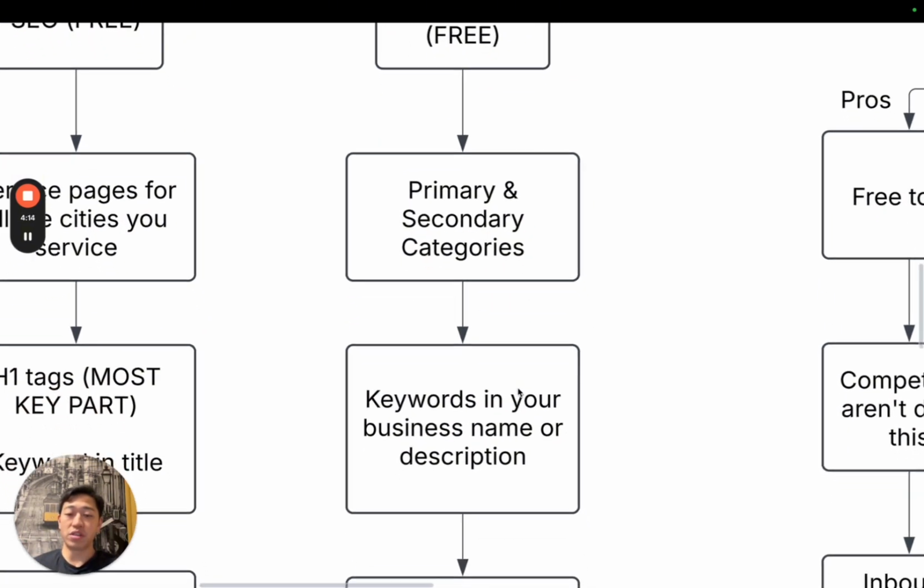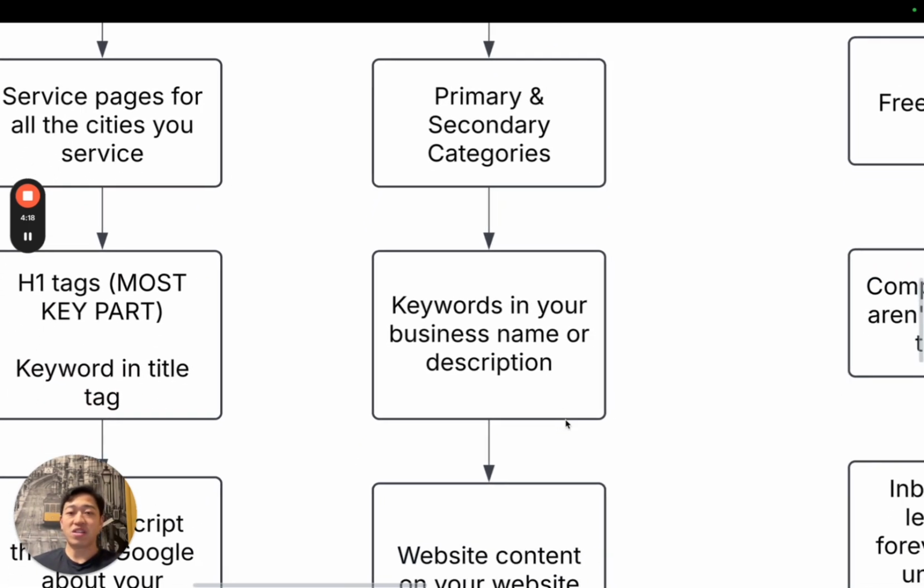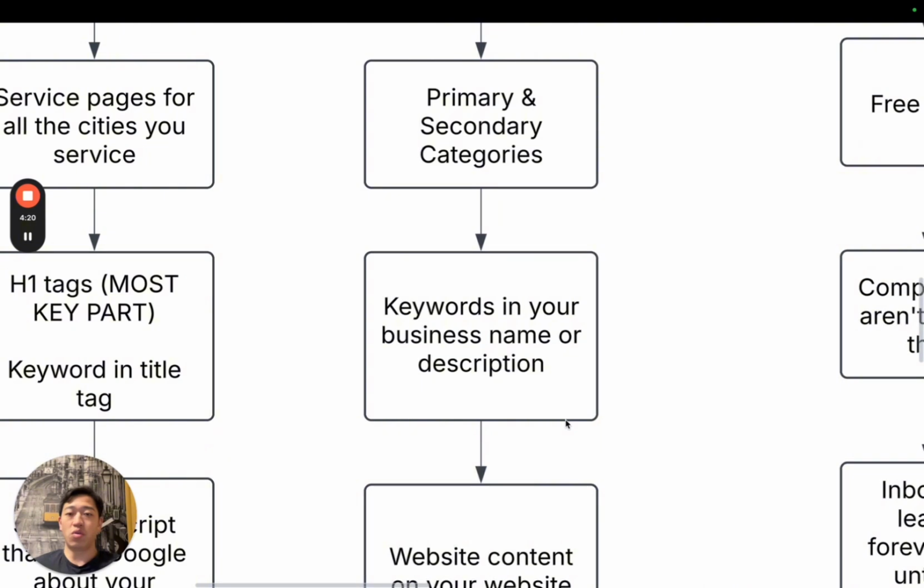Number two is the keywords in your business name or description. Here is where it gets a little bit tricky. If your LLC or your S Corp, your corporation, doesn't have that keyword in your name, you can't really put it in your Google My Business name, but you can add it to the description. So make sure whatever service you're offering, add that to the description so Google actually knows what your company is about.